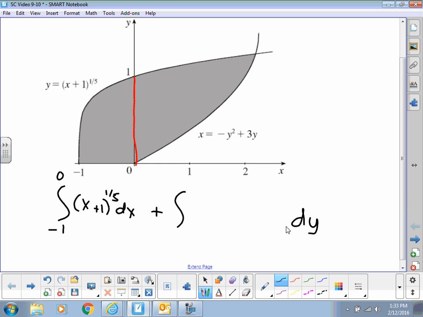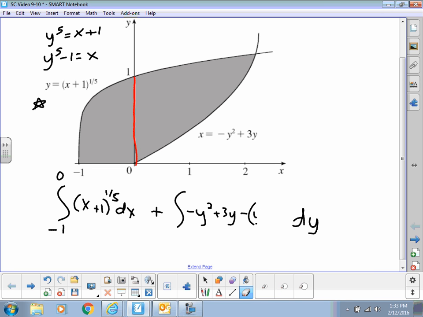So over in this equation, let's raise both sides to the 5th. We'll get y to the 5th equals x plus 1. And then subtracting 1 over, we get y to the 5th minus 1 equals x. So we'll do our right-hand function minus our left-hand function. So we're going to have negative y squared plus 3y minus, and we want to do parentheses because we have two parts, y to the 5th minus 1.